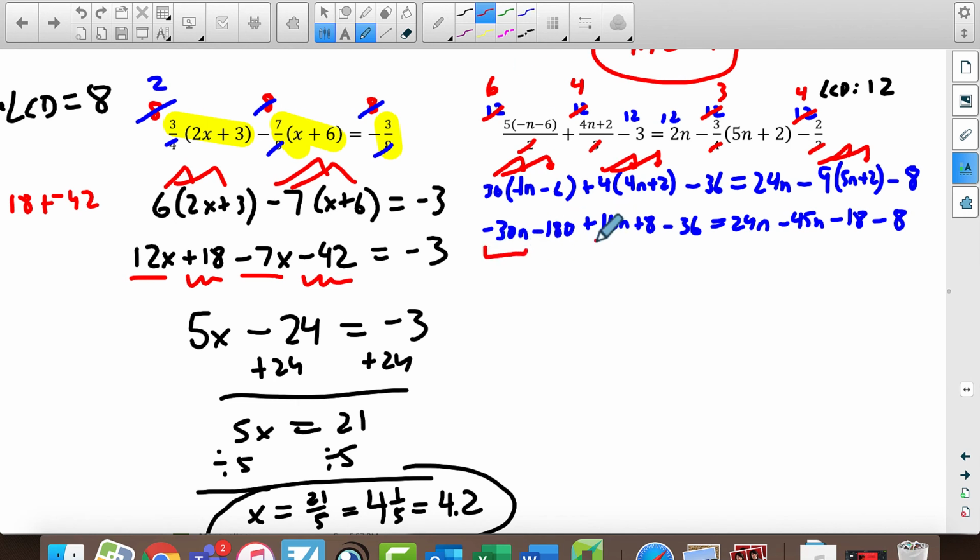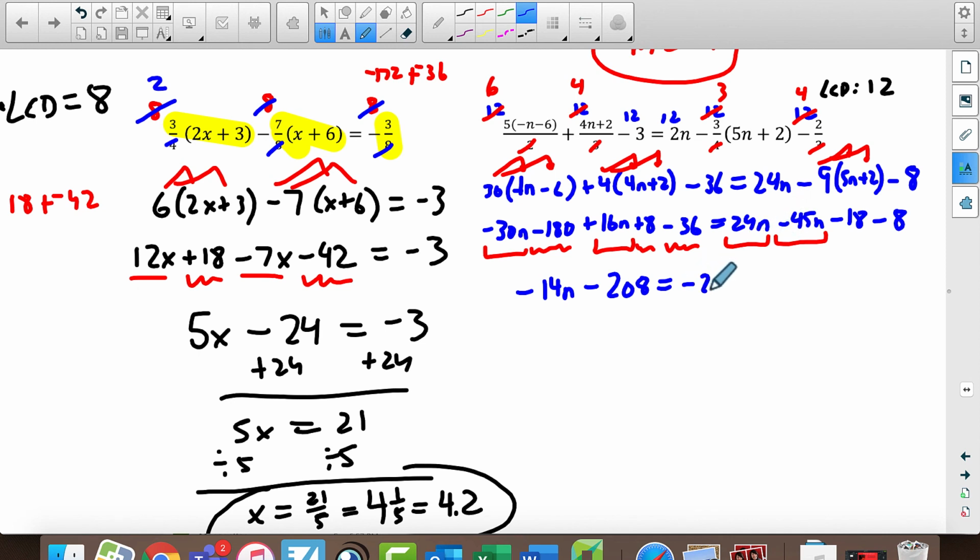And now we have all sorts of like terms. With our n's, we have negative 30n and 16n on this side. So we have more negatives, it's going to be negative, and 30 is 14 more than 16. Then for our constants, we have negative 180, positive 8, and negative 36. Oh my gosh. Well, negative 180 plus 8 is negative 172, and then we have to take away another 36, which is the same as adding a negative 36. So 2 negatives make it negative when you add, and 172 and 36 together is 208. So you have negative 208 there. On the other side, you've got 24n and negative 45n. Again, you can add the opposite if you want. You end up with more negatives, and there's 21 more. And finally, you have negative 18, take away another 8, which equals negative 26.